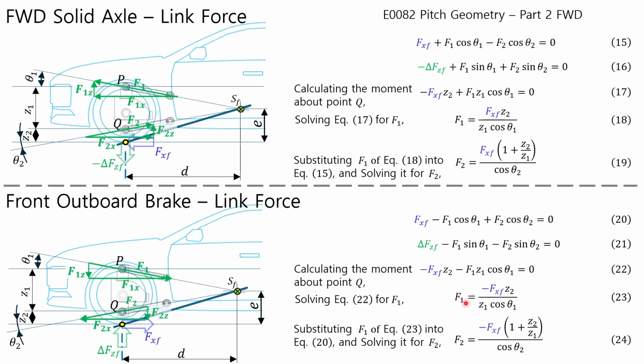Equation 23 expresses the force, F1, acting on the upper arm, as a function of the braking force, Fxf. Substituting F1 from equation 23 into equation 20, and solving for F2 yields equation 24. Equation 24 expresses the force F2, acting on the lower arm, as a function of the braking force, Fxf.